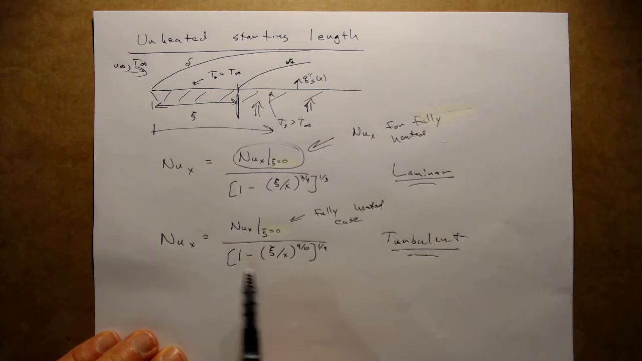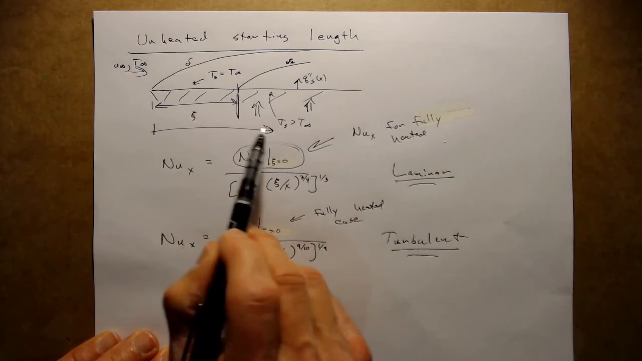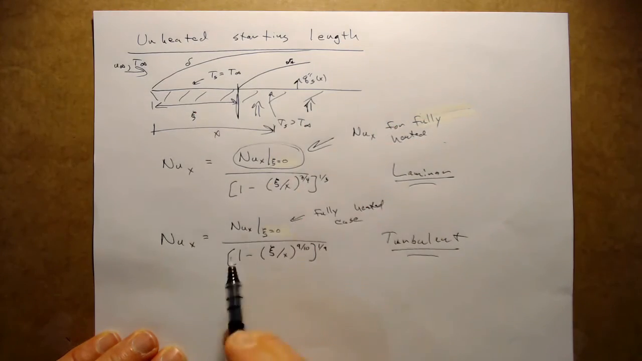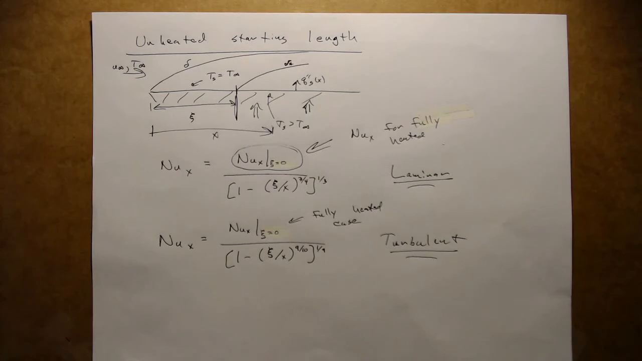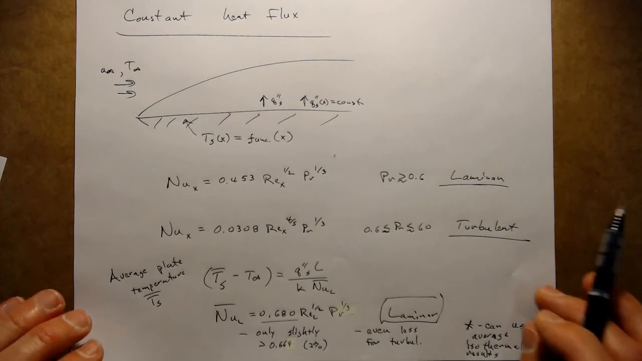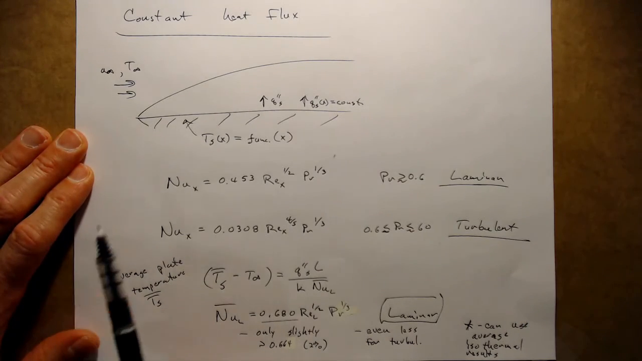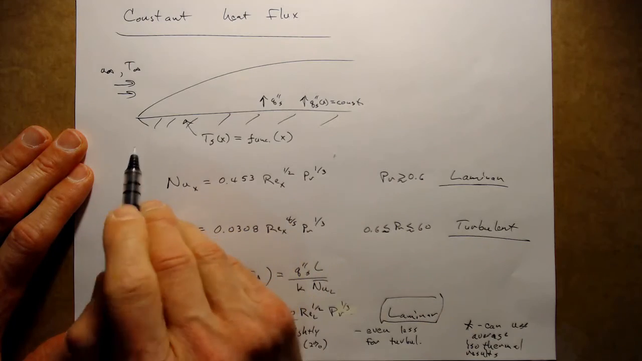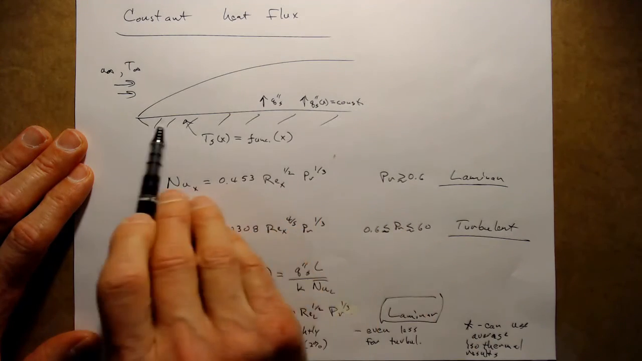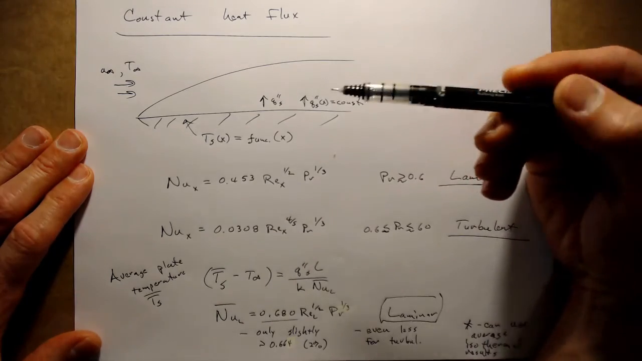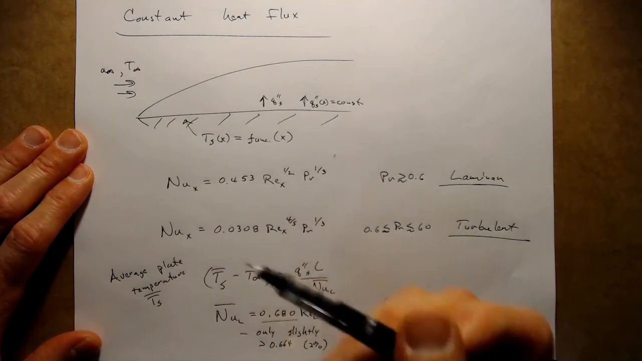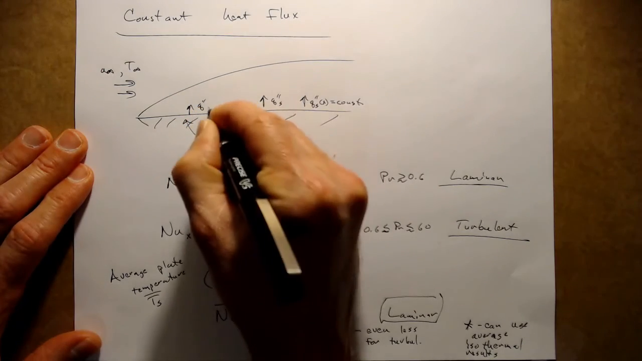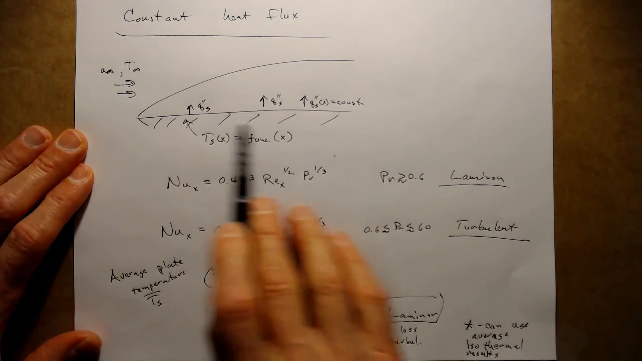And now we are just using different powers in this modification term that relates the unheated length to the position of the local Nusselt number that we're interested in, designated by x. And there's one final case that's of considerable engineering interest, and that's a constant heat flux. Before, we were considering a plate with a uniform surface temperature, and now we want to look at the possibility that we have a uniform heat flux and the surface temperature is varying along the length. So heat flux is constant with x, but surface temperature varies along the length.